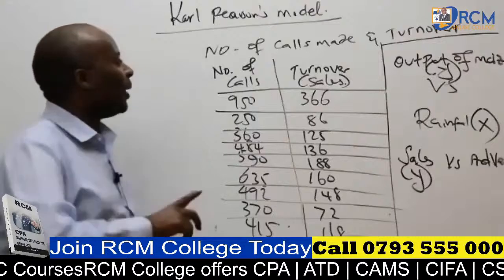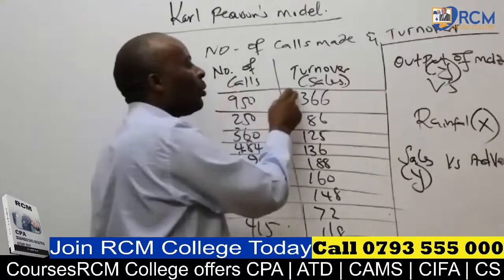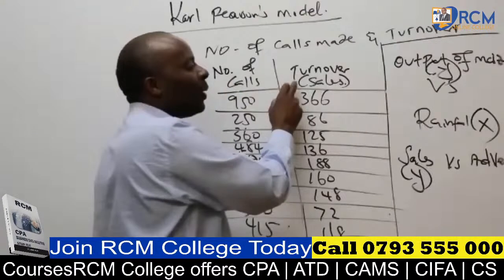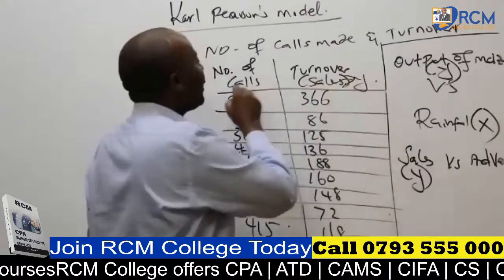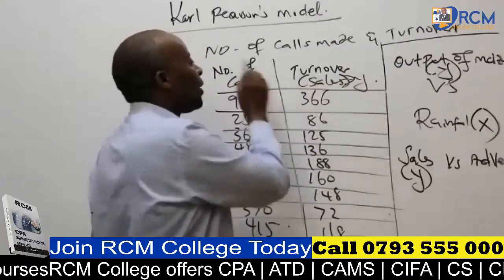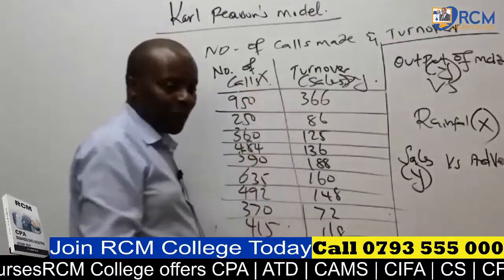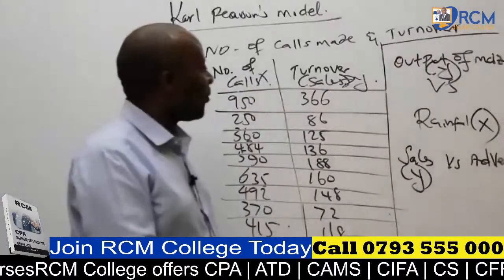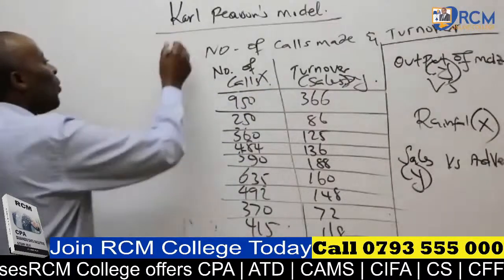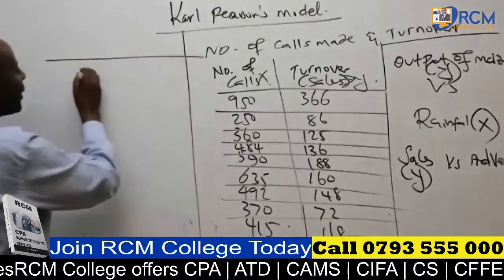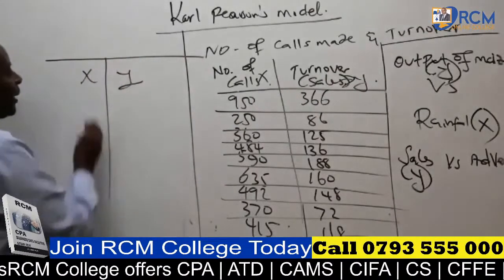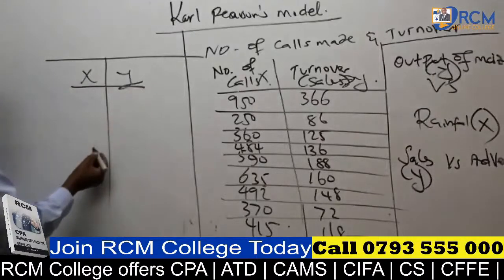Right? So then, gentlemen, the calls that you make will be able to trigger our turnover. So sales automatically will be my Y. The other one, the number of calls, is pretty similar to advertising. Ladies and gentlemen, I would want you to do me a favor. There is a question that we did with you here, which had X and Y, and it had 3 points. The one that we did, which had 3 points.